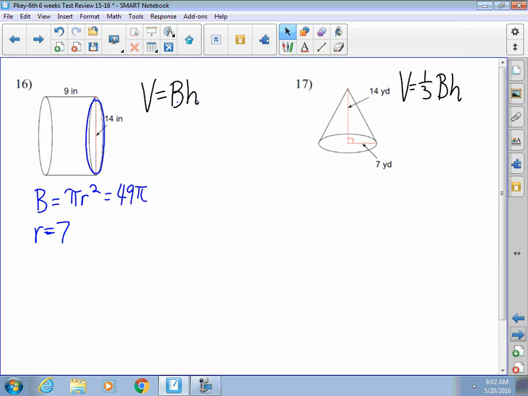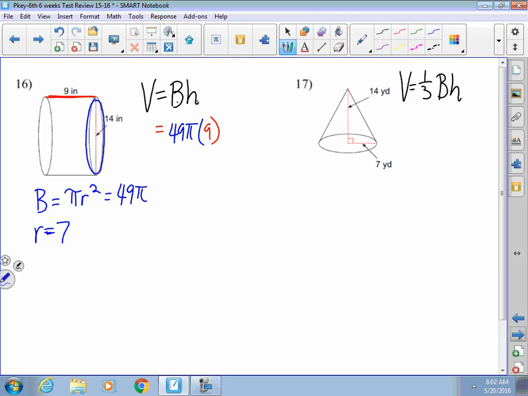The height is our distance between, which is 9. So all we're doing now, we already have our B, which was the 49 pi, times the height, which is the 9. And then we're simplifying. We're multiplying and keeping the pi in the answer. It is also less than 500, close to 500, maybe a little bit, okay? Kind of similar to number 15.